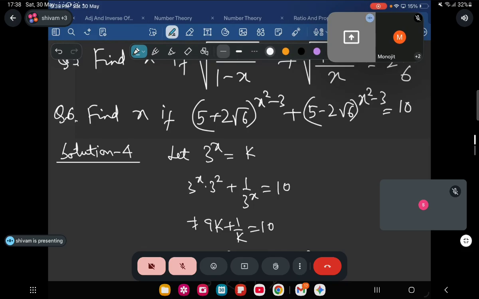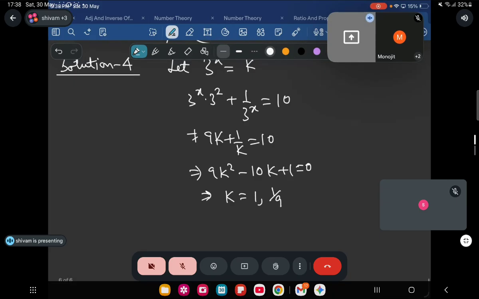Are you getting it, Rishabh? Venkat, you got this? Should I completely factorize and show? Okay. After getting k equal to 1, that means 3 to the power x is equal to 1, or 3 to the power x is equal to 1 by 9. This implies x equal to 0 or x equal to minus 2. Is it clear? Tell me. Venkat, Ariman.